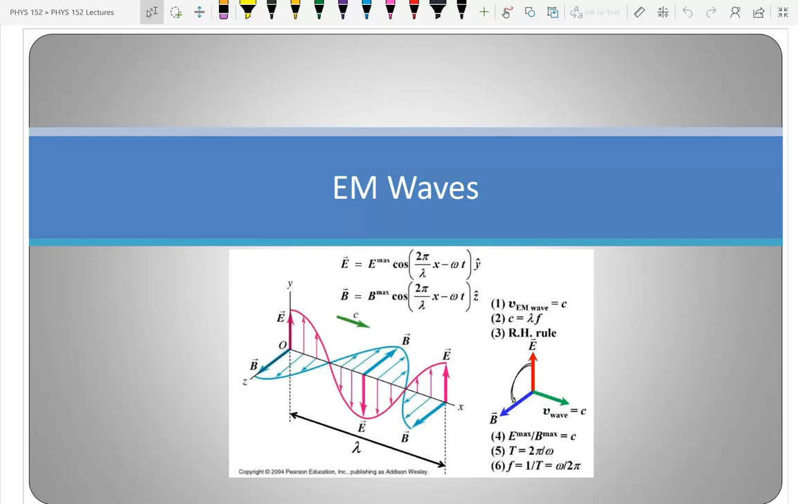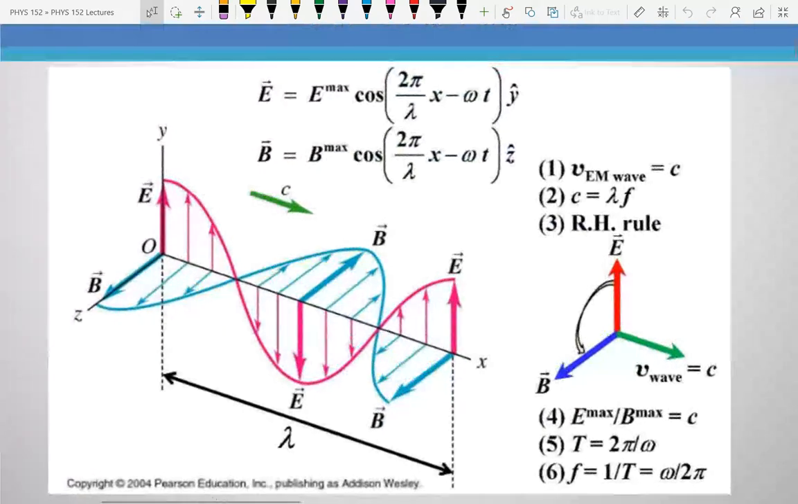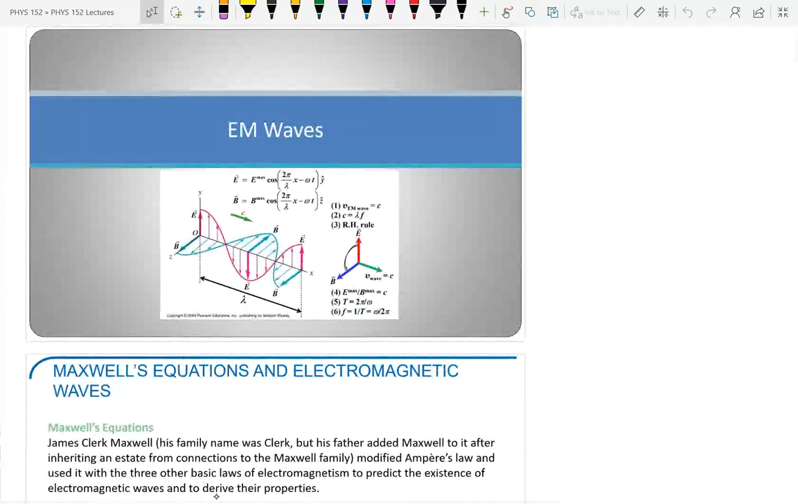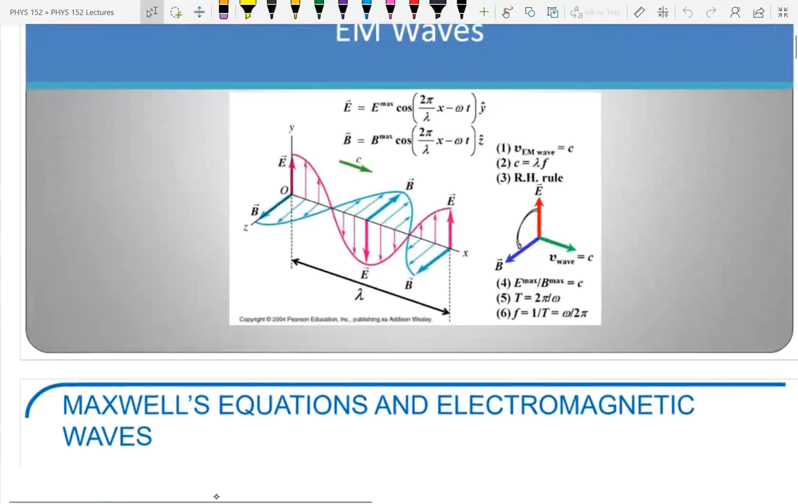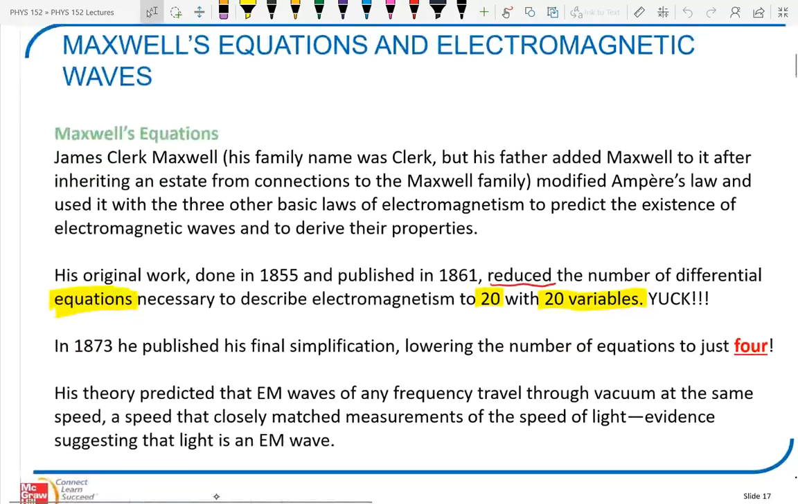So the key for this chapter is in this one picture right here, which we're going to come to later, that light is an electromagnetic wave. So I'm going to come back to this picture and we'll discuss it more carefully when we get there. But first we'll start with James Clerk Maxwell.